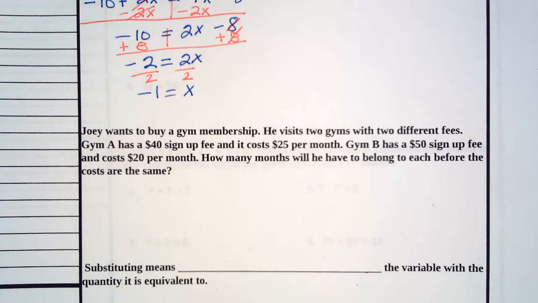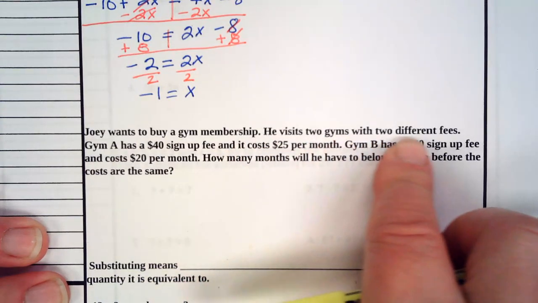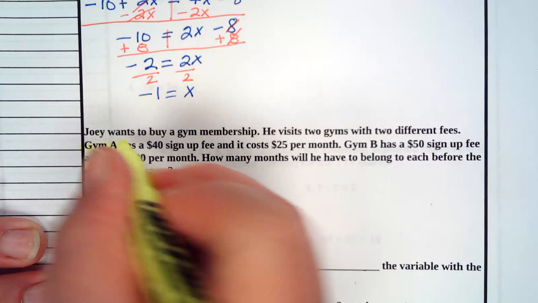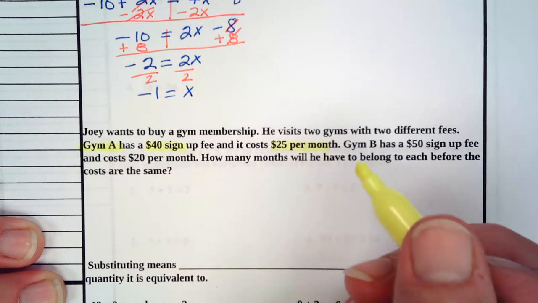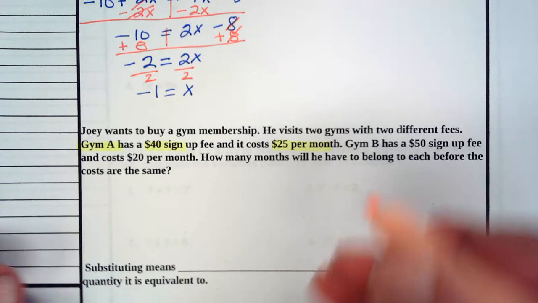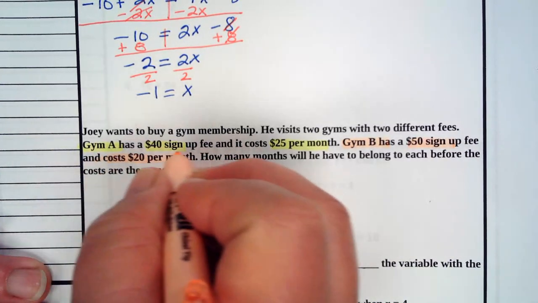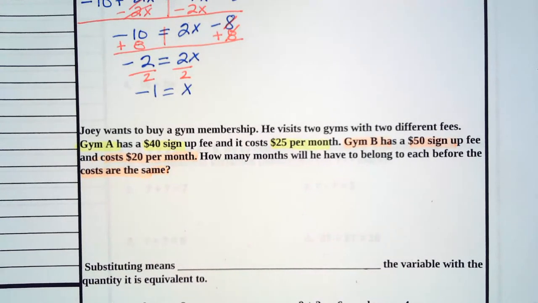So we've read through it. What are the important parts of this word problem? Okay, he wants to buy a gym membership. He visits 2 gyms with 2 different fees. Okay. Gym A, $40 just to become a member, and then each month you will also pay $25. Gym B has a $50 sign-up fee, and it costs $20 per month. And we want to know when the costs are the same.